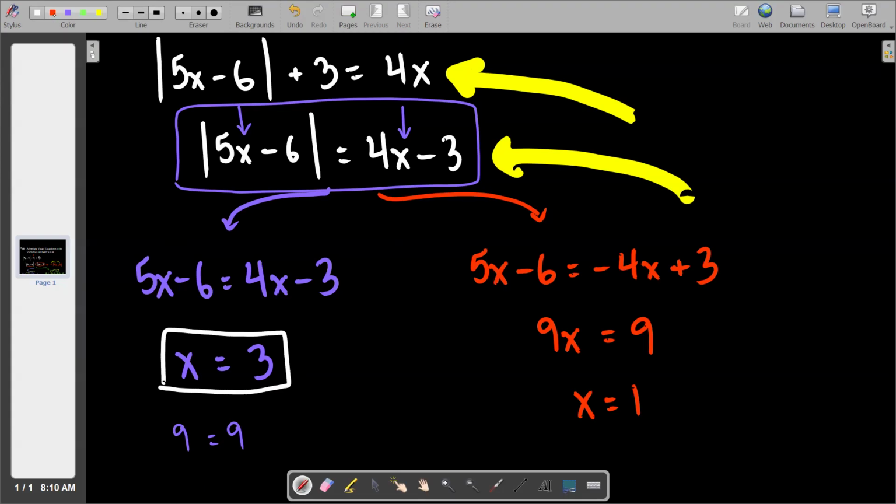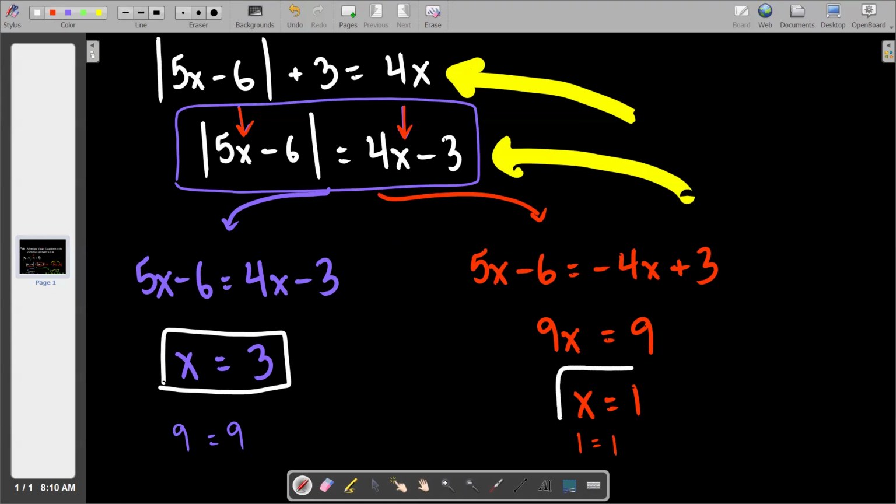And this time we'll just put the 1 where the red arrows now are up here. Just rinse and repeat. So what is 5 times 1? What is 5 minus 6? -1. And what is the absolute value of -1? So the left side equals 1. And then if you put 1 in the right-hand side, what's 4 times 1? And what's 4 minus 3? 1. So this time we have 2 solutions.